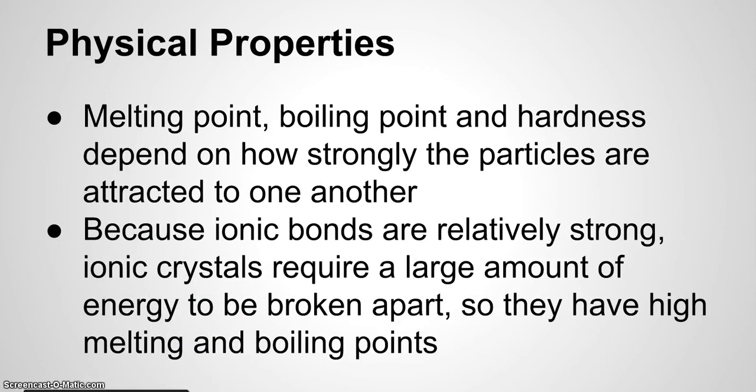Other physical properties, melting point, boiling point, and hardness, they all depend on how strongly the particles are attracted to one another. Now, ionic bonds are relatively strong. Cations and anions attract each other to make a relatively strong bond, which means it requires a large amount of energy to break those ions apart. So ionic compounds have high melting and boiling points. And if you remember way back to the lab that we did comparing properties, the two ionic compounds never melted when you had them on the foil over the Bunsen burner. They didn't get to a high enough temperature to actually melt those solids.